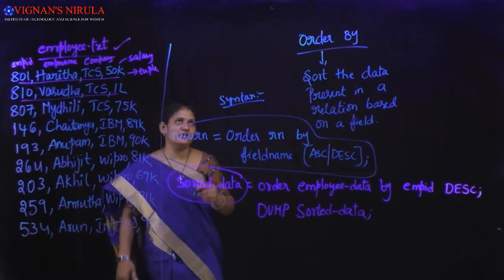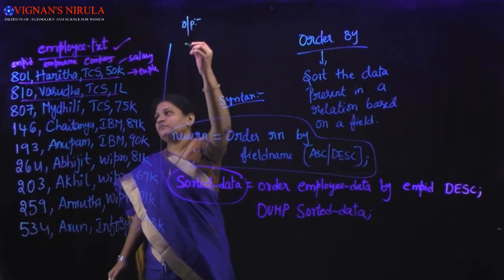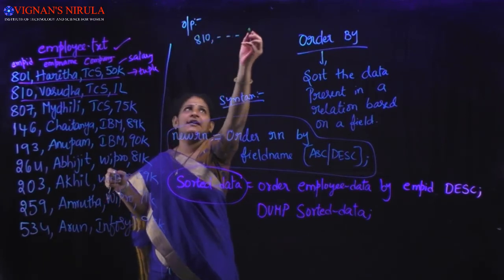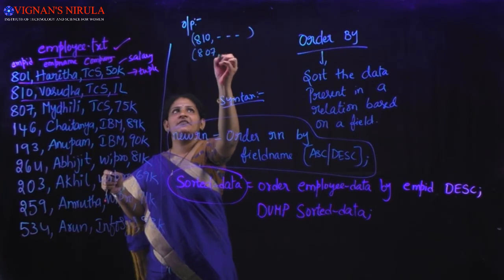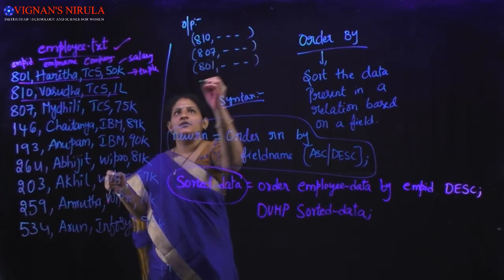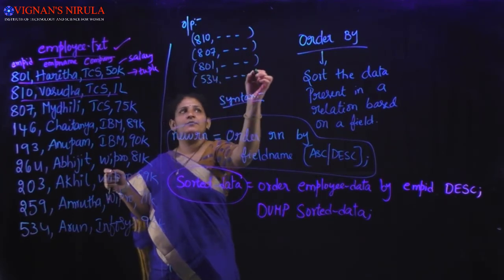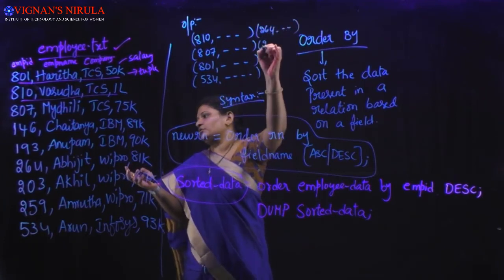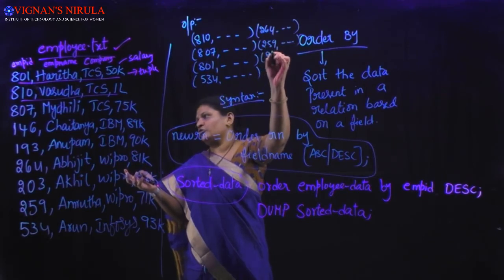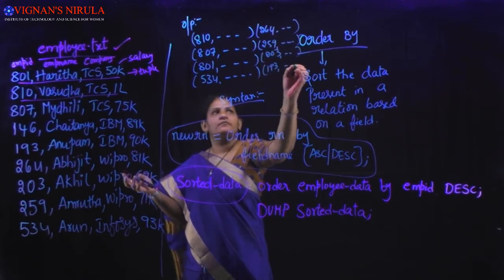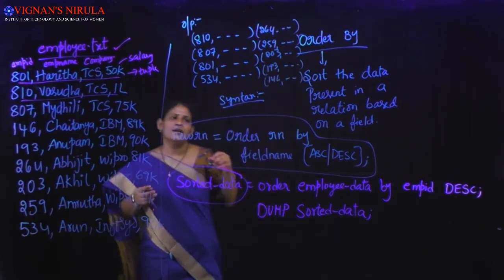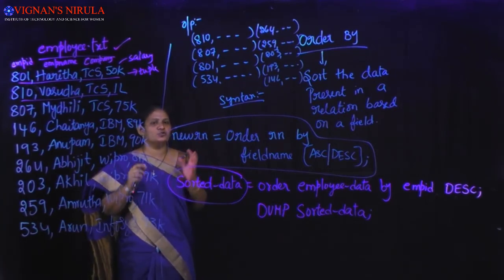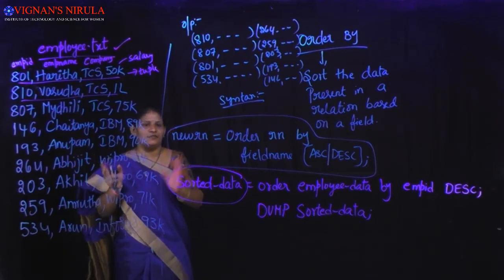If I write like this, then I will get the output on the screen. How will the output look? The output will be in sorted order. I have sorted in descending order. So which is the highest one? 810, comma, the entire tuple. The next one is 807. The next one is 801. The next one is 534. All the data will be displayed. The next ones are 264, 259, 203, 193, 146. Likewise, the data will be shown on the screen. Order by is an operator which can be used to sort the data of a given relation.